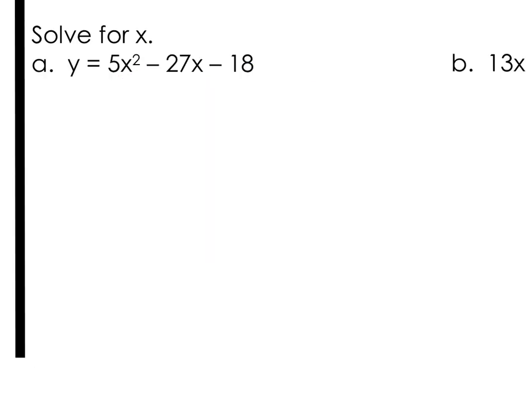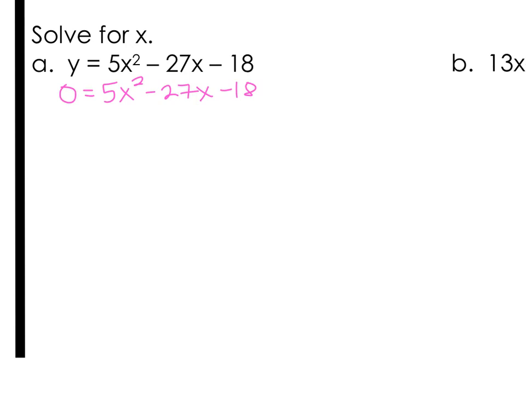When the directions say solve instead of just factor, we're going to follow the same rules we did yesterday for 4.3. We're still going to factor and then apply the zero product property. The first thing we want to do is set the equation equal to 0. I'm simply going to substitute 0 on that left-hand side. We have 5x squared minus 27x minus 18.